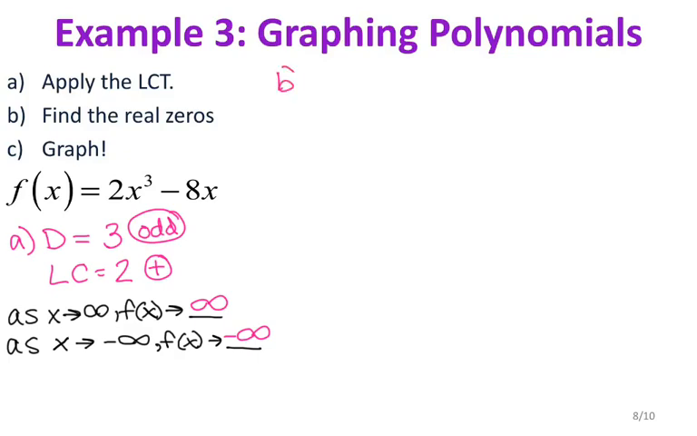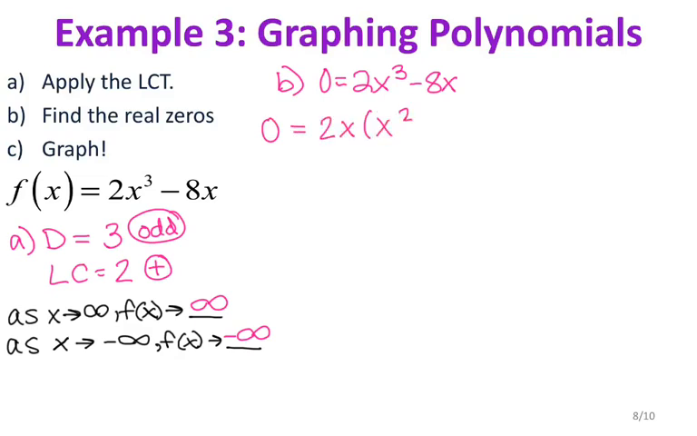For part B, I want to find the real zeros. So I'm going to take my polynomial and set it equal to 0. So I have 2x cubed minus 8x. I want to take out the GCF, so they have a 2 and an x in common.